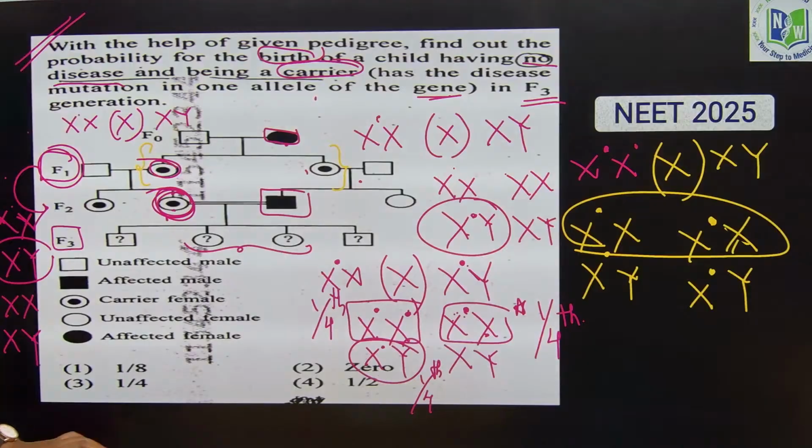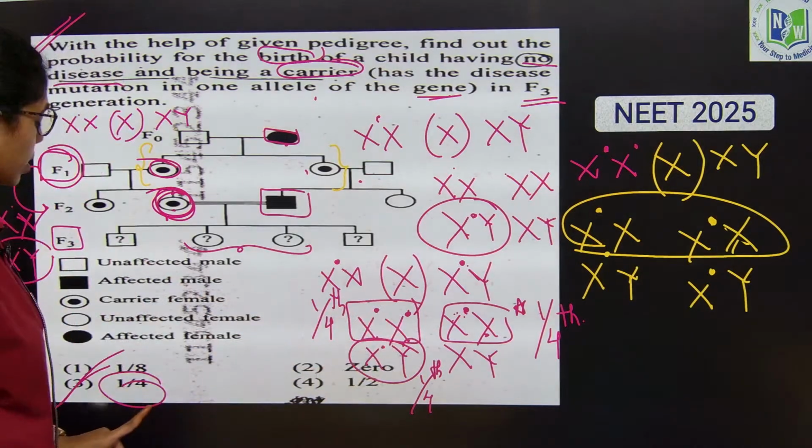In which generation? F3 generation. So here, what answer do you have to mark? Option 3, because only from the final complete offsprings it is 1/4.